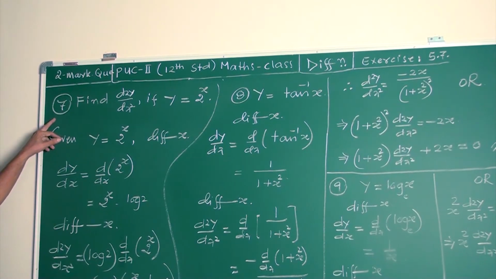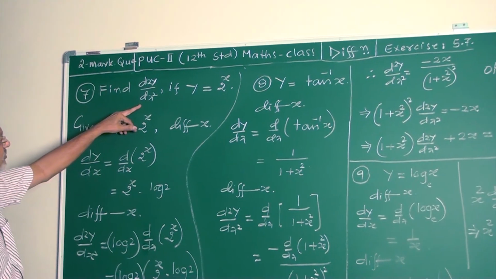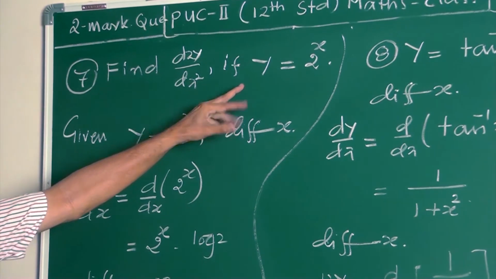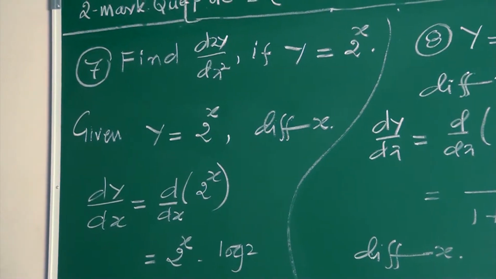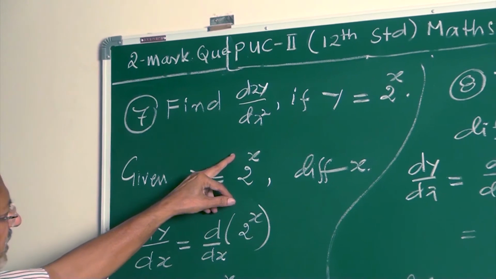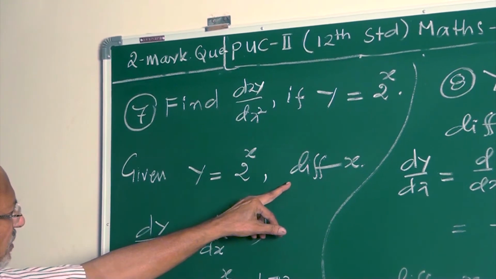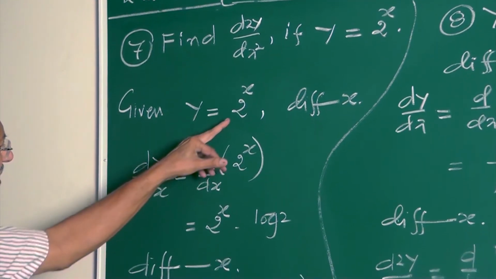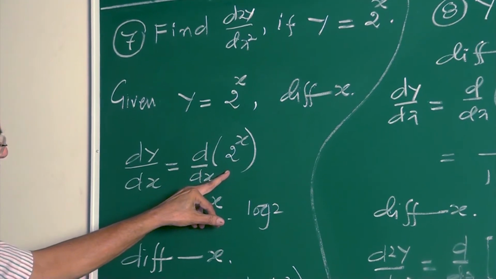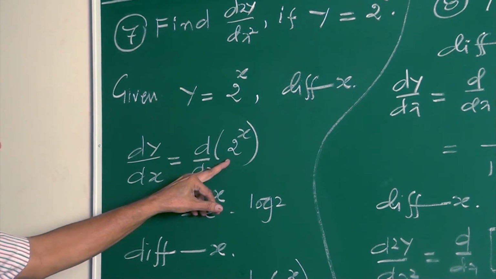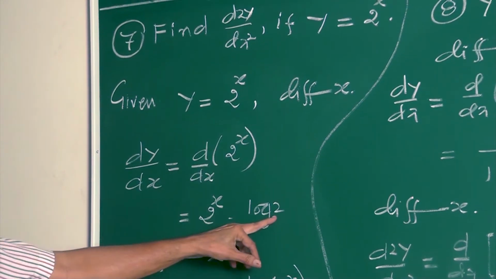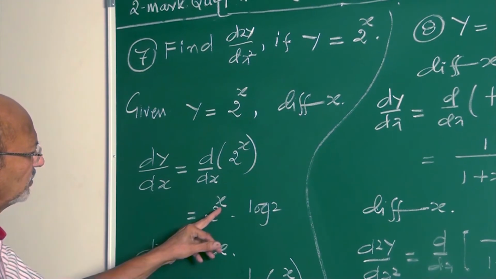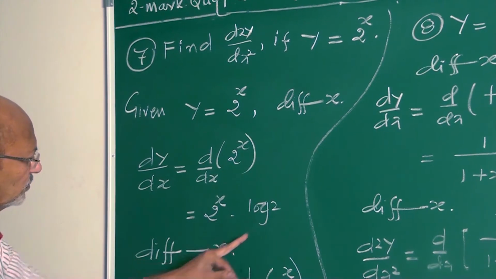Very simple examples. Find the second derivative of y with respect to x if y is 2 to the power x. Sometimes they go, it's very simple. Given y equal to 2 to the power x, differentiate with respect to x. Derivative of y is dy by dx. Derivative of RHS, first step. What is the derivative of a to the power x? A to the power x into log a. Other than e, it means log of the base. 2 to the power x into log 2.